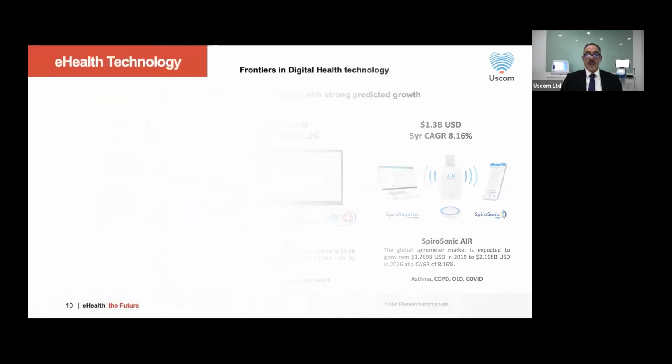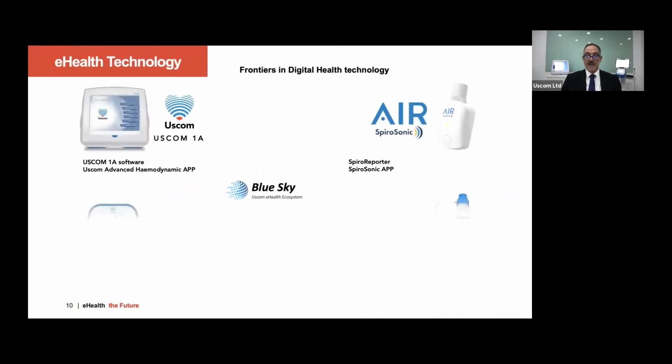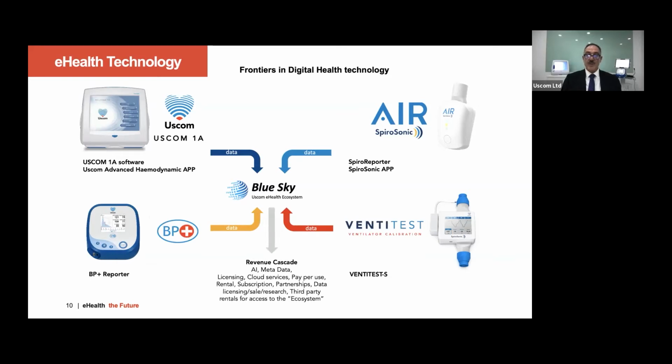The Uscom Blue Sky Health ecosystem is the digital platform to umbrella our devices and software so that we can archive, integrate, analyse and report the data from all Uscom technologies. This is a cloud-based technology that will combine the power of our current hardware and software and store data in the cloud. This creates a new platform for monetisation with subscription services, pay-per-use features and metadata analysis, and of course hardware unit sales. And this creates a new cascade of revenue.